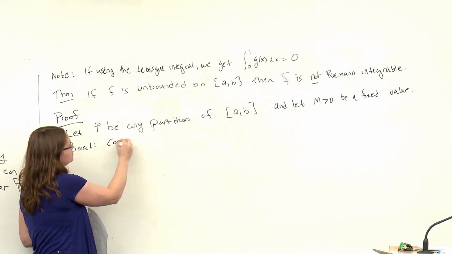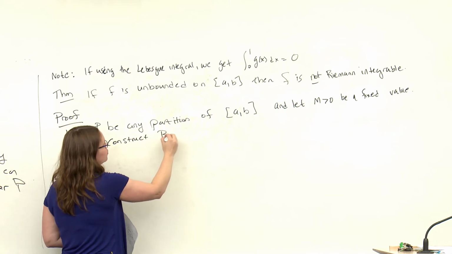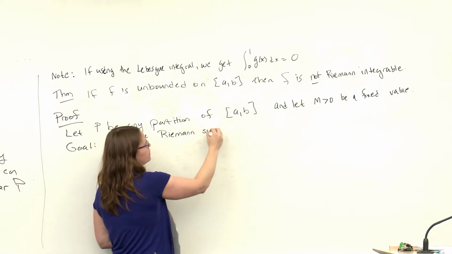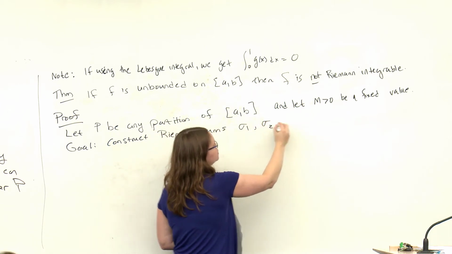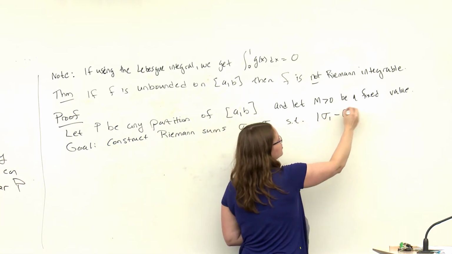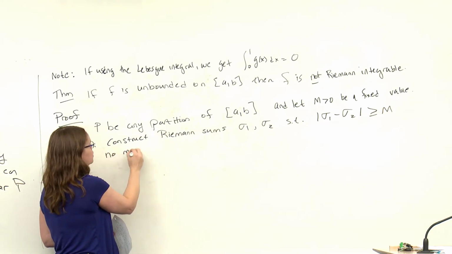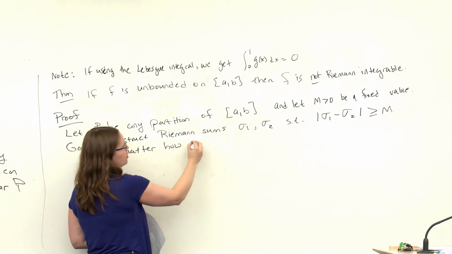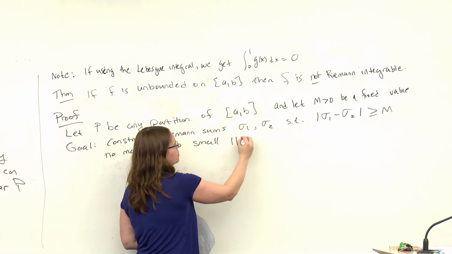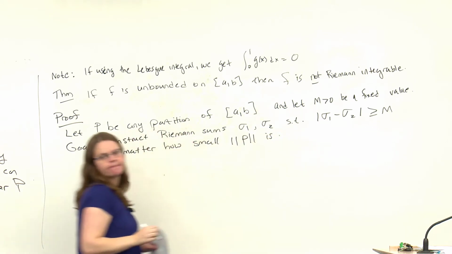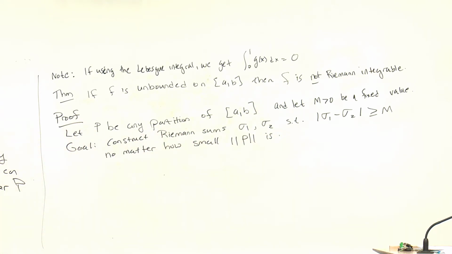So let's construct Riemann sums, sigma 1 and sigma 2, such that sigma 1 minus sigma 2 is bigger than or equal to m, no matter how small the norm of P is. We're trying to say we can always do this. For any partition, we can find things that are this far apart, this fixed amount far apart. Maybe m is equal to 1 or something like that.